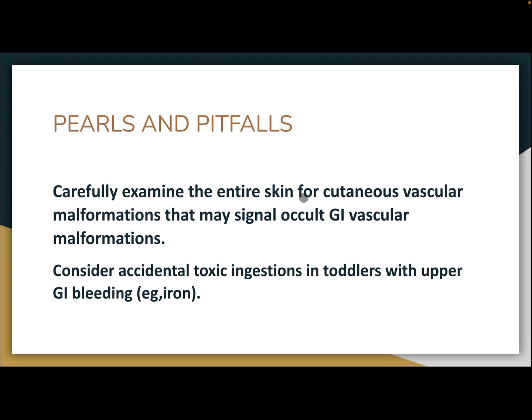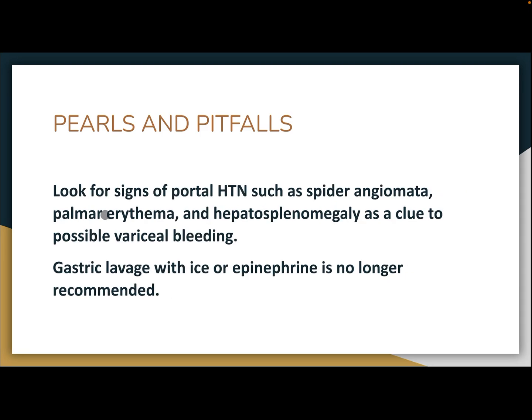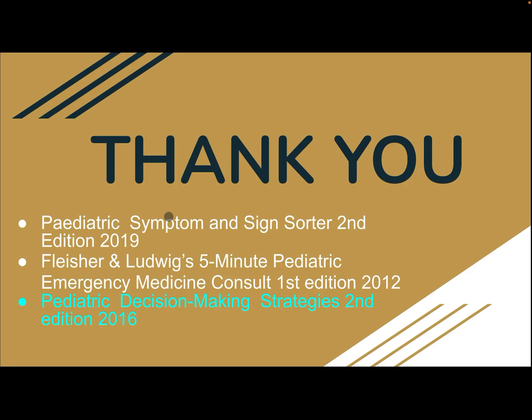Pearls and pitfalls. Carefully examine the entire skin for cutaneous vascular malformation that may signal occult GI vascular malformation. Consider accidental toxic ingestion, like iron, in a toddler with upper GI bleeding. Look for signs of portal hypertension such as spider angiomata, palmar erythema, and hepatosplenomegaly as a clue to possible variceal bleeding. Gastric lavage with ice water or epinephrine is no longer recommended.